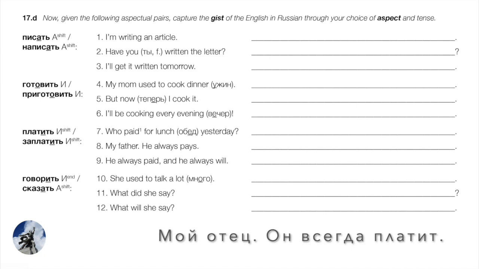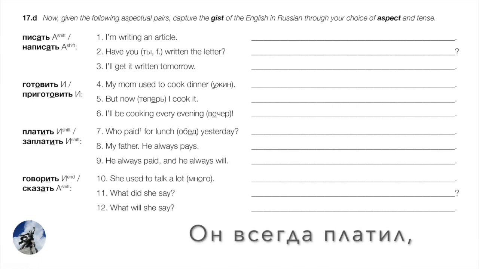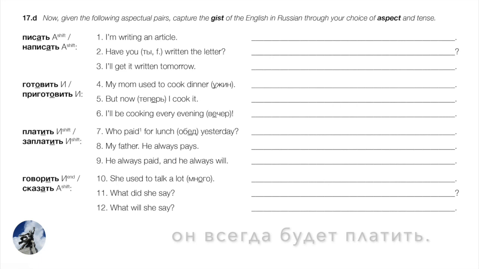Number nine. He always paid and he always will. Now there we've got two different cases, right? Repetition in the past, repetition in the future. He'll always do it. Clearly, we need imperfective. Он всегда платил, past tense, и всегда будет платить. Он всегда платил, он всегда будет платить.